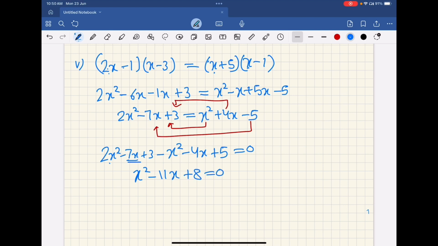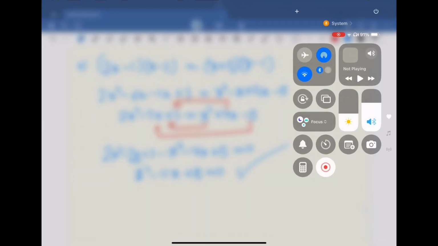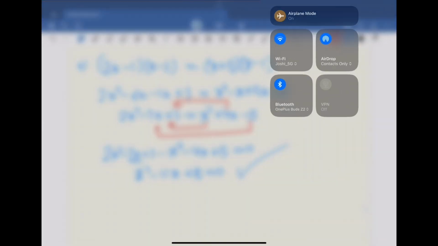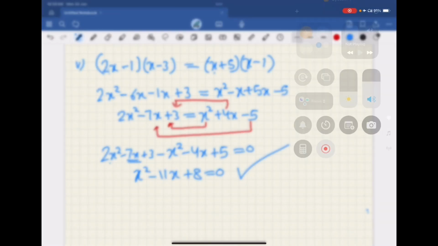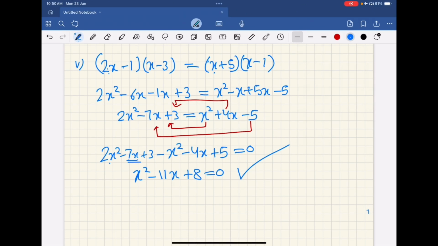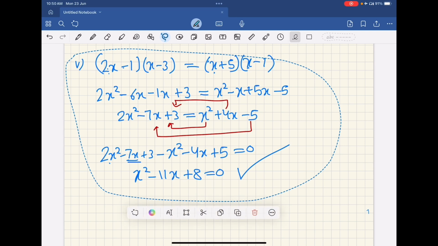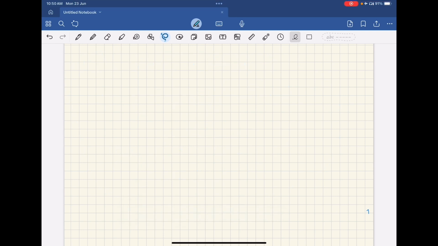So students, what is the degree of the polynomial or quadratic equation? It is 2. So is it quadratic equation? Yes, it is quadratic equation. Give me a second, students. So now let us move to the next question, which is question number 6.